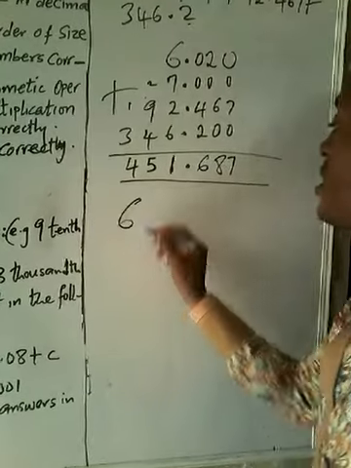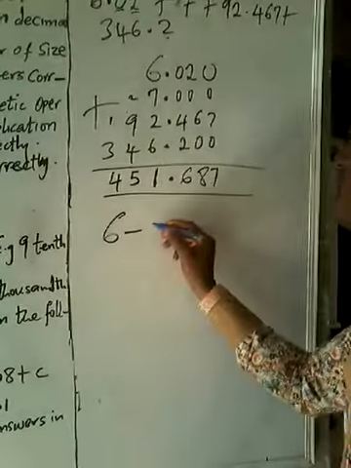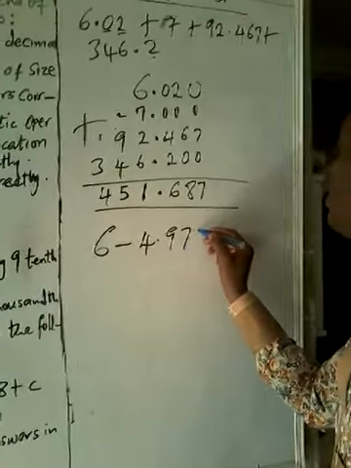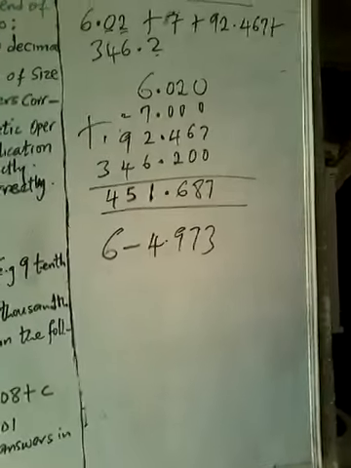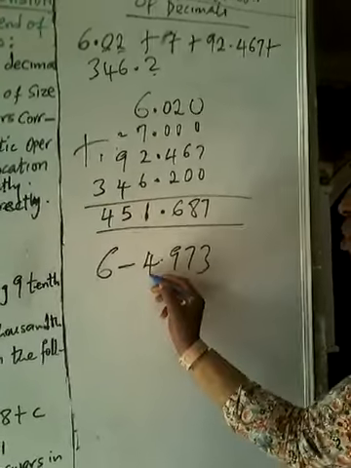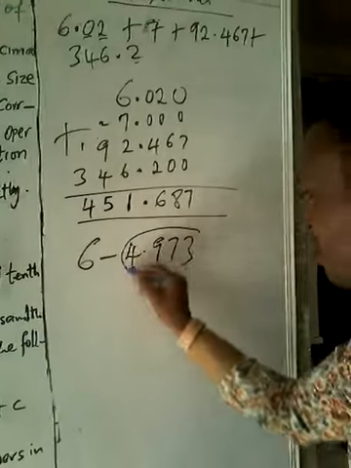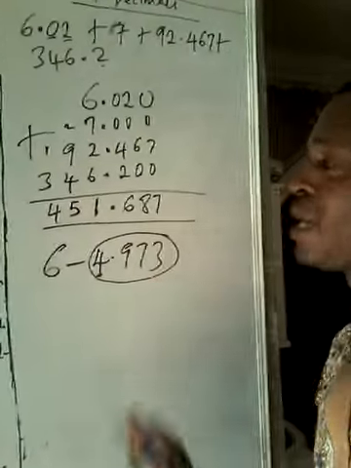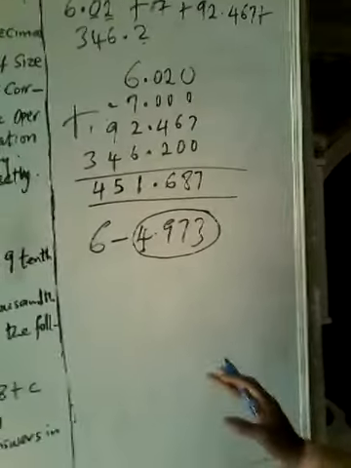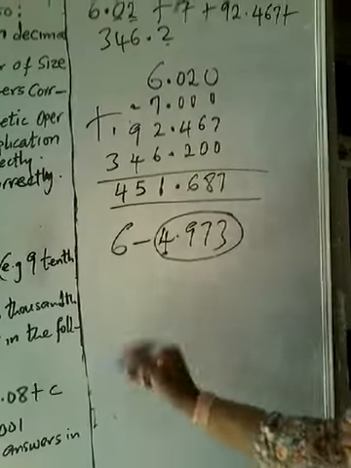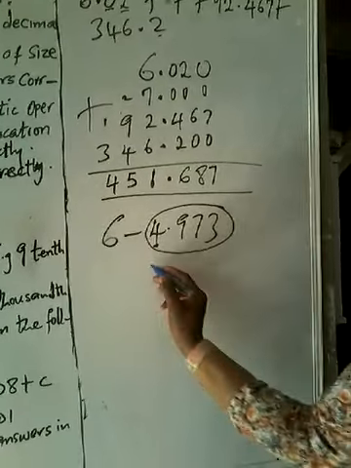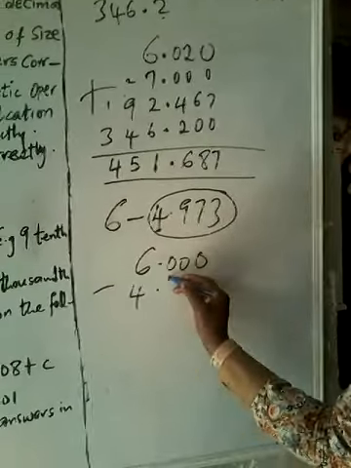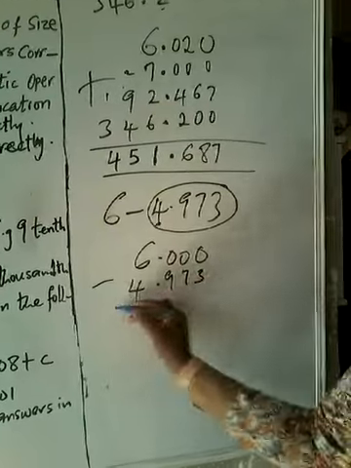Let's say you have 6 minus 4.973. It is also very simple. This number, remember, is not up to 5. This particular number is not up to 5. It is 4 whole number and a fractional part, and that is not up to 6. So what do you do? You make this up to 3 decimal places as well by adding 0. 6.000 minus 4.973.